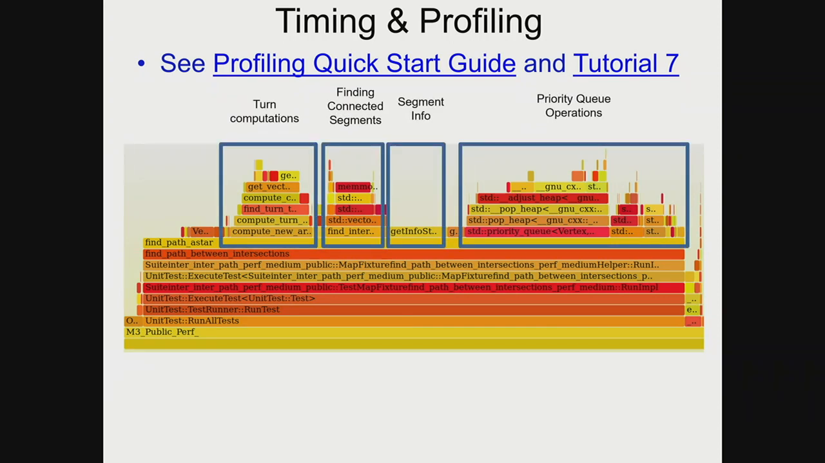Okay. This is from our actual solution. So it shows my turn computations took some time, took me some time to figure out what's connected to this node, and it took me some time to manage the priority queue. None of that looks crazy, right? All of those things I think should be in my inner loop, so that looks reasonable.